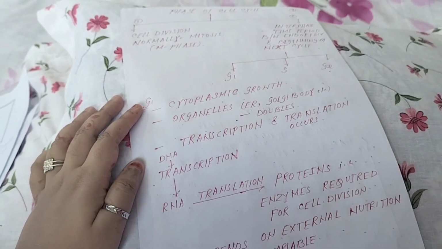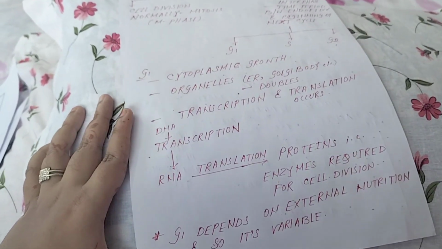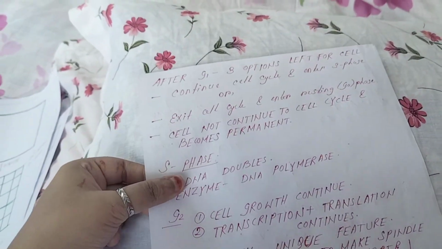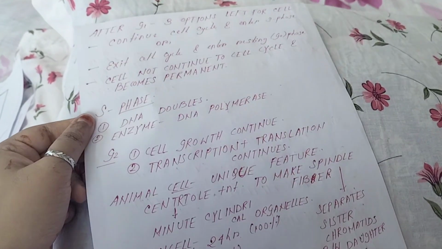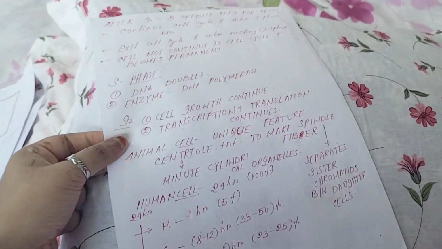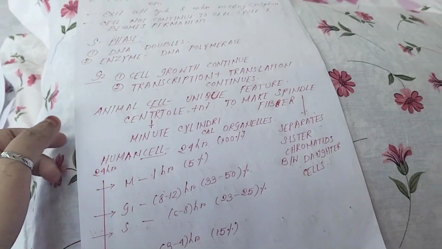G1 phase, here the cytoplasmic growth continues, organelles double, transcription translation occurs, and G1 phase depends on external nutrition. Okay, S phase, here DNA doubles, enzyme DNA polymerase helps in the duplication of the DNA, and G2 phase, cell growth continues, transcription translation occurs.